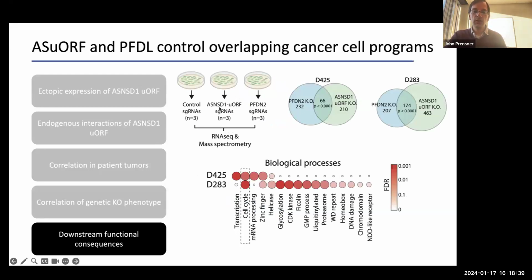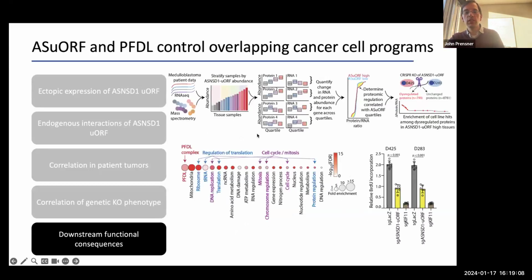So when we knock out this uORF and the prefolding complex in these medulloblastoma cancer cell lines, we observe a highly active signature of proteins that get regulated by them. This is only true at the mass spec level. You do not see this at the RNA-seq level, so that confirms a post-transcriptional mechanism here. And particularly for cancer relevance, it appears to cluster on proteins that are involved in cell cycle. This is a highly important cancer signature.